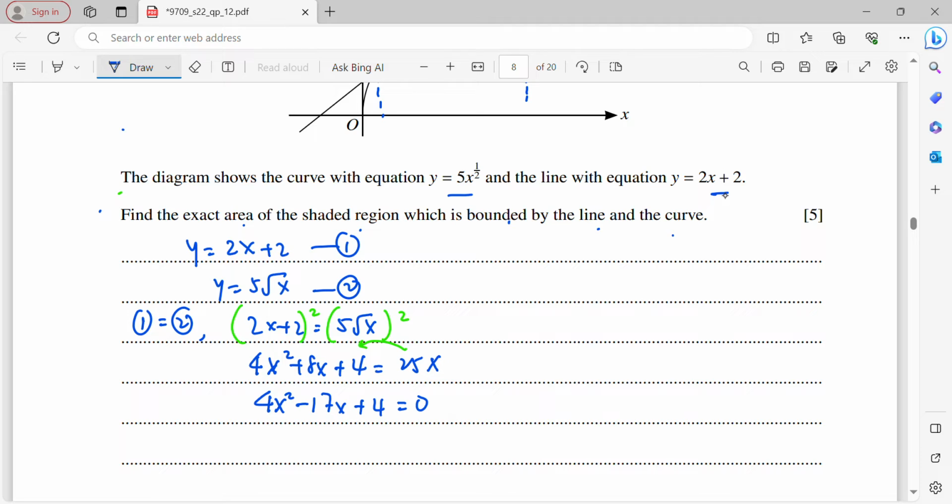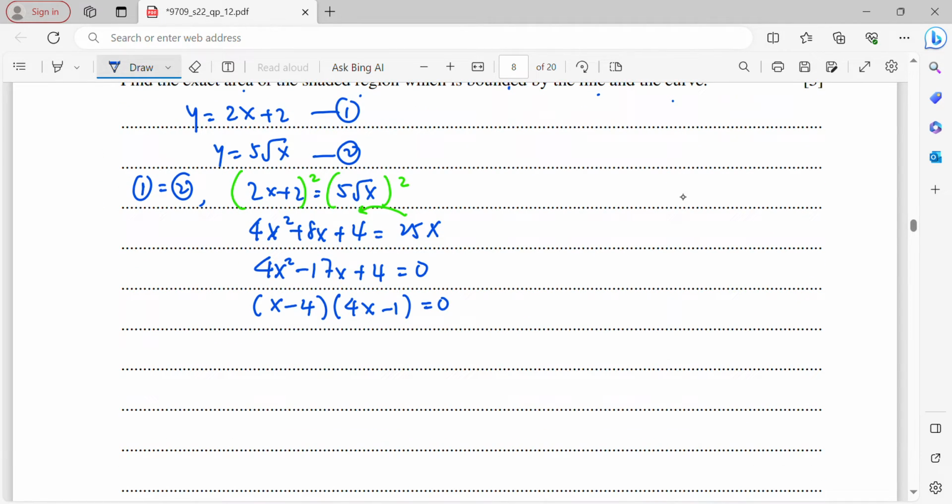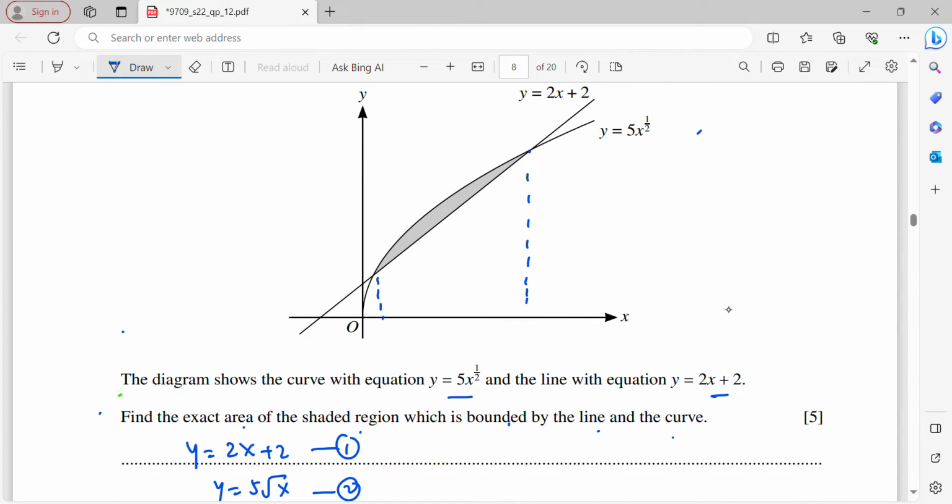Solve this quadratic equation by factorizing the equation into two linear factors. Then you will get x minus 4 times 4x minus 1 equals to 0. Then from here, either x minus 4 equals to 0 or 4x minus 1 equals to 0. Then from here, I will get x equals to 4 or x equals to 1 over 4. Okay, now I found two intersection points, 1 over 4 and 4. That means here 1 over 4 and this is 4.